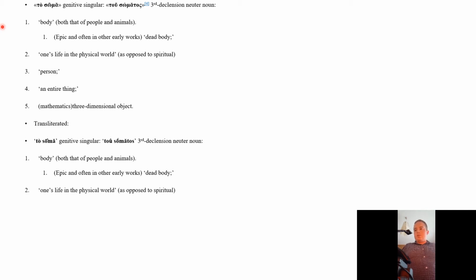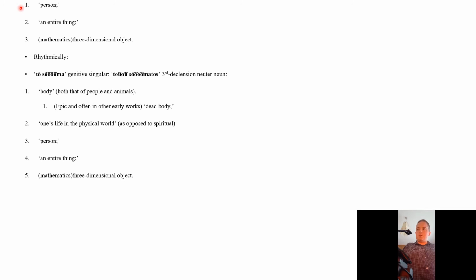And now when we go to transliterate it, to soma, genitive singular tou somatos, this is a third declension neuter noun, body, both that of people and animals, epic, and often in other early works, dead body. Two, one's life in the physical world as opposed to spiritual. And continuing on, I think these numbers here are wrong. Person, an entire thing. Mathematics, three-dimensional object.